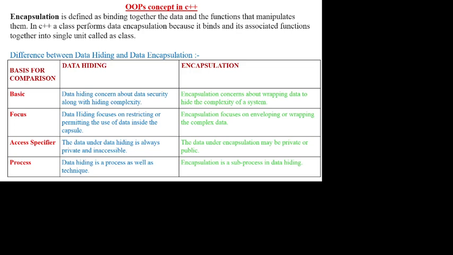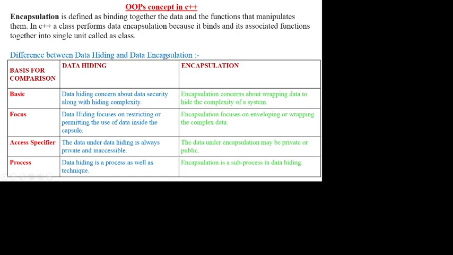After discussing data abstraction, the next thing is encapsulation. Encapsulation is defined as binding together the data and the functions that manipulate it. That means binding of data and member functions into a single unit is a class, and a class is a single unit of encapsulation. In C++, a class performs data encapsulation because it binds data and associated functions together into a single unit.